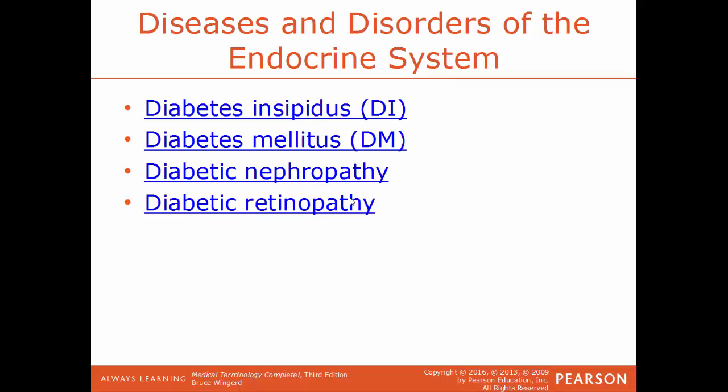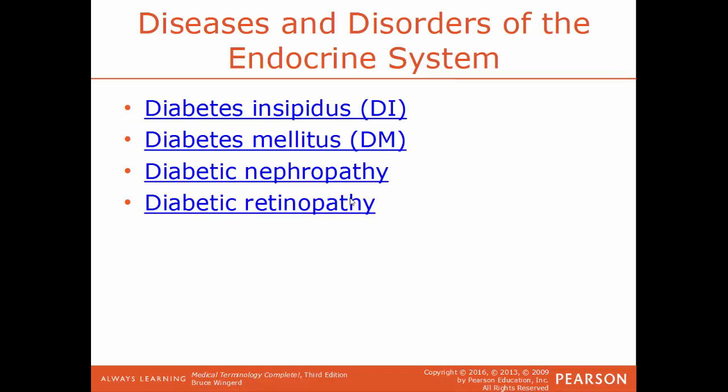Our next two terms, diabetes insipidus and diabetes mellitus, are often confused with each other because they both have the name diabetes, but they're not related at all. First one, diabetes insipidus, or DI. This is caused by a deficiency in the hormone vasopressin, or antidiuretic hormone.